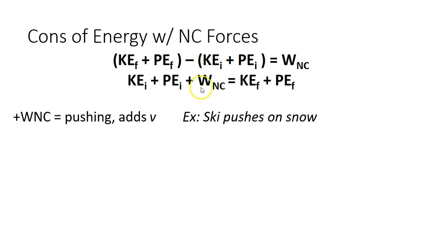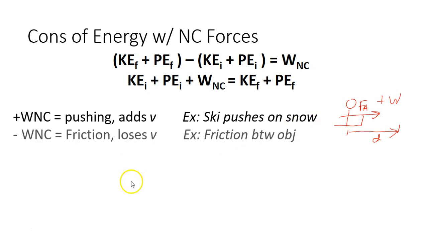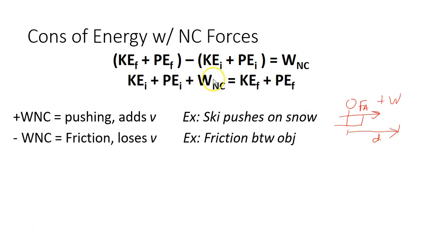The sign, of course, changes depending on what happens. The sign of work will be positive if you're pushing or applying a force, so that's going to add speed to your object typically. Like a skier pushing on snow: if I were a skier and I apply a force over some distance in the same direction, we know that's going to be some positive work done in the system, and I'm going to be adding energy. If the sign is negative, if you have friction, you're going to lose energy. So the signs depend on what's happening.